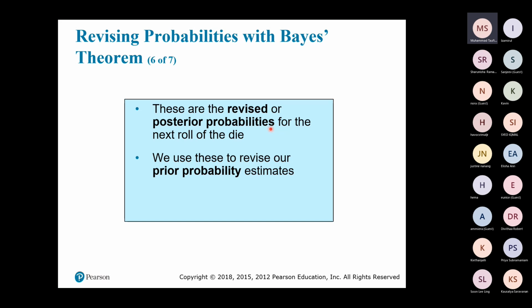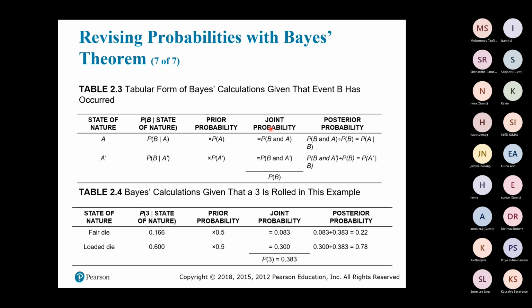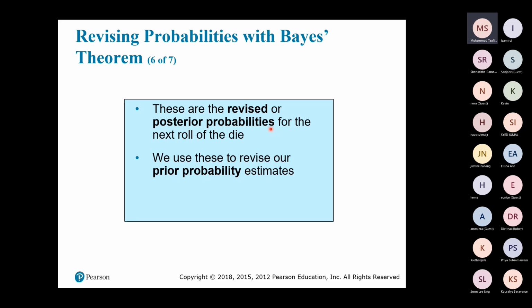Ini adalah data yang kita dah ada. This is the history number, because this is the data that we already gathered. And then we already get the posterior.